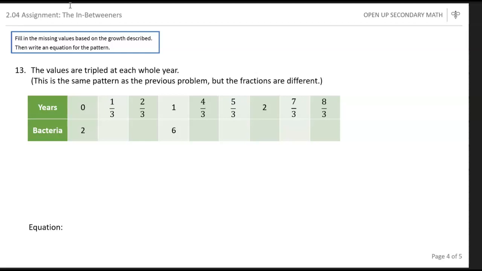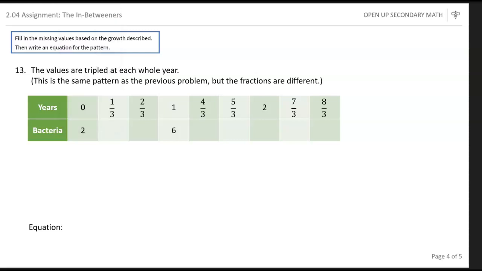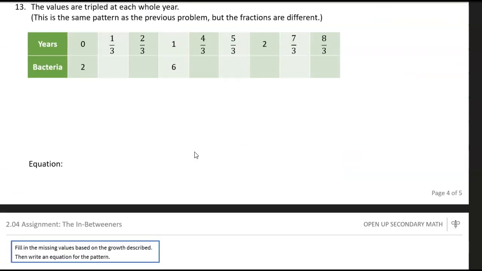I'm going to grab my pen again. We know that we made this equation based on the whole numbers, not on the divisions in between. So we can actually use the same equation we used last time, right? We don't have to derive it again. We just use this f of n equals 2 times 3 to the n. I love it when we don't have to do work again. F of n equals 2 times 3 to the n.